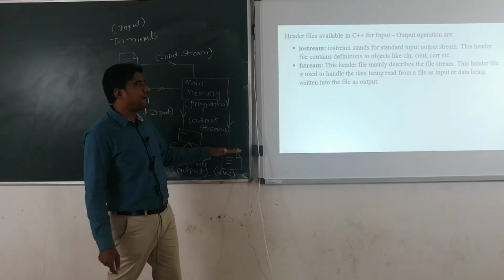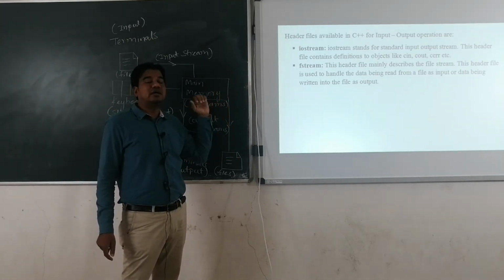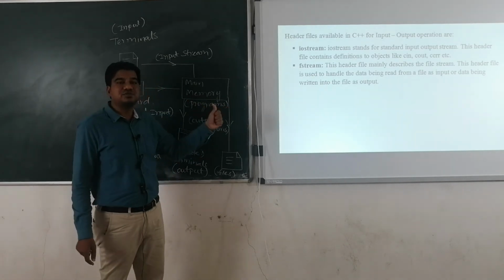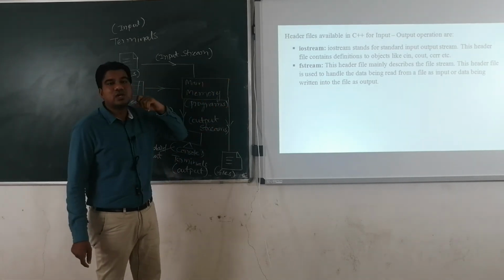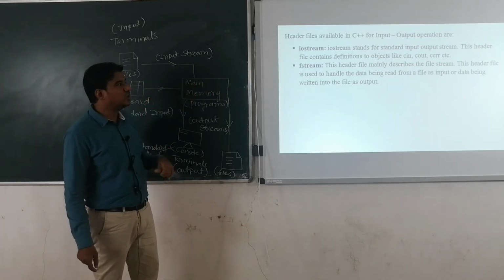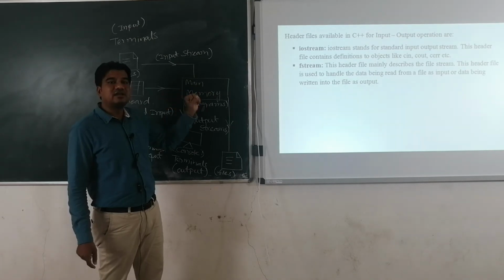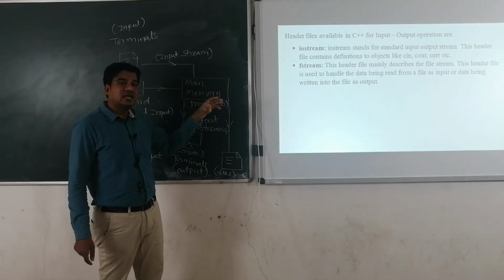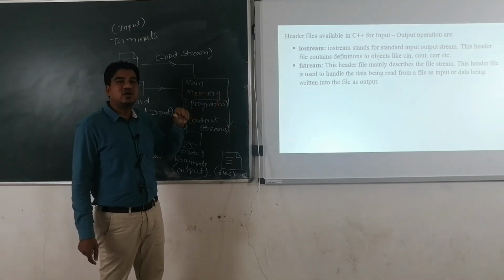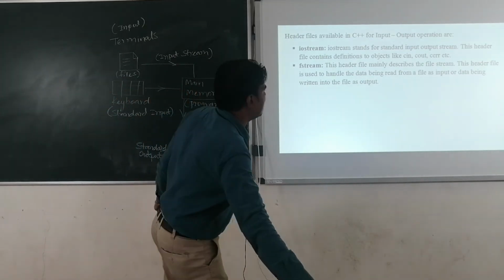In that same way, in order to make all console related objects functional, we have to include iostream. It is a standard header file available inside the C++ library. You have to include that file inside your program to make cin and cout functional.